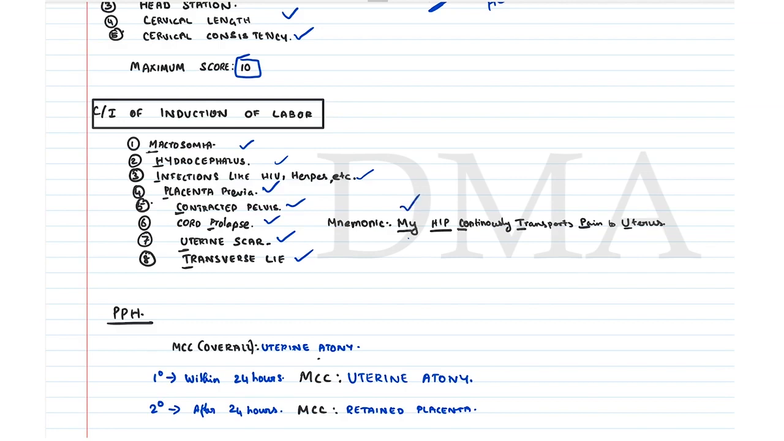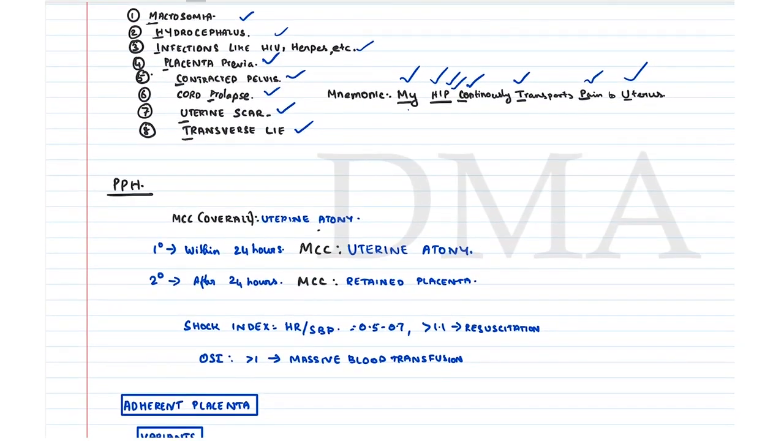So M stands for macrosomia, H stands for hydrocephalus, I stands for infections such as herpes and HIV, P stands for placenta previa, C stands for contracted pelvis, T stands for transverse lie, P stands for cord prolapse, and U stands for uterine scar. Okay, uterine scar means a previous cesarean section, etc.